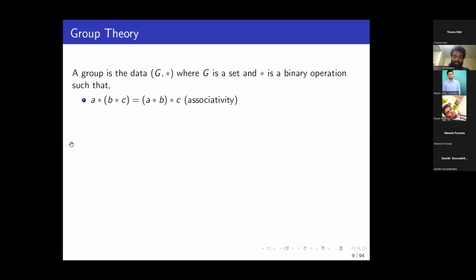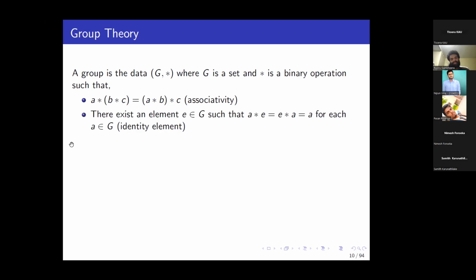So it shouldn't matter. The second condition is there's an element which acts neutrally under this binary operation, which means for any other element A, A star E should be the same as A, and E star A should also be the same as A, which we call the identity element. So it acts neutrally, it doesn't do anything.